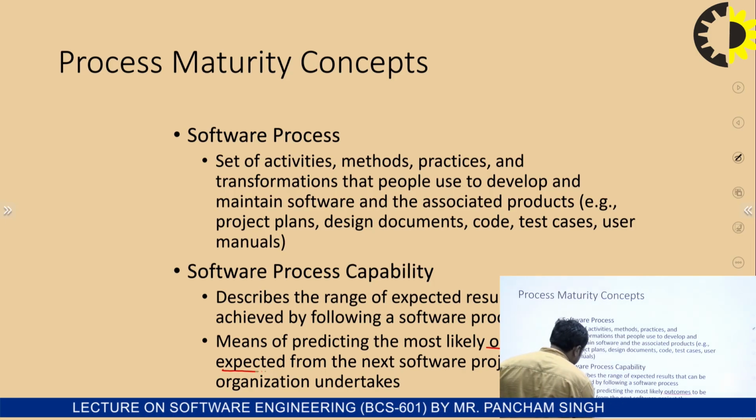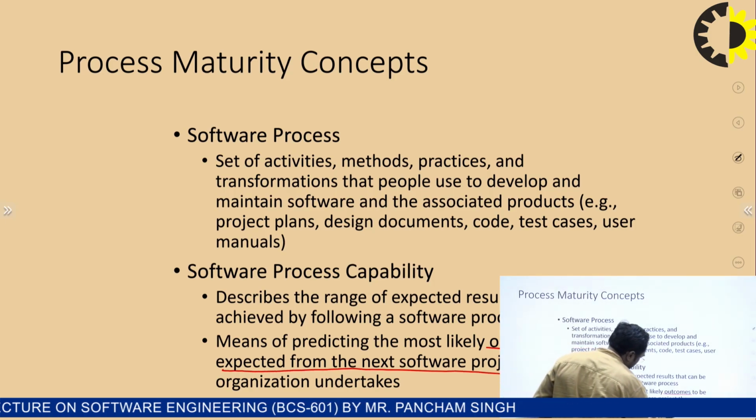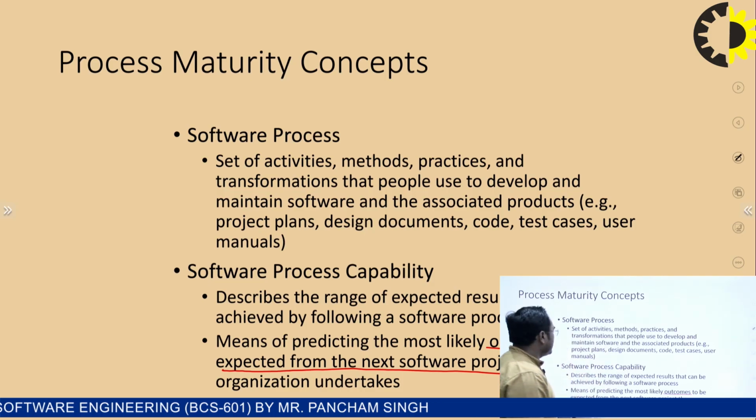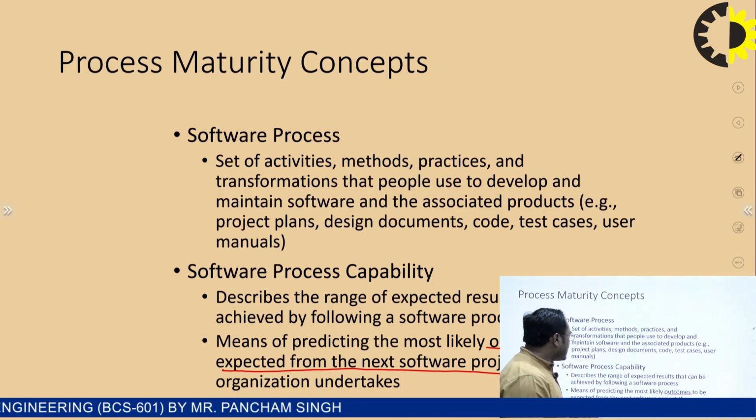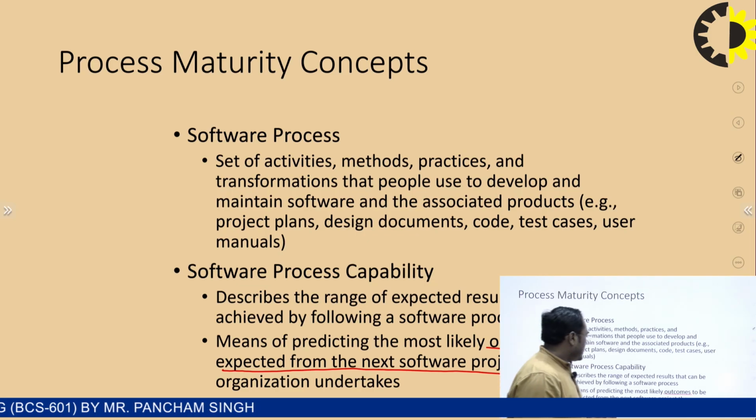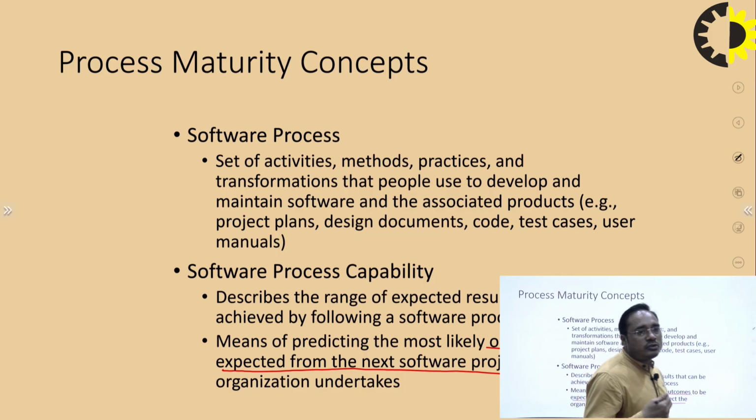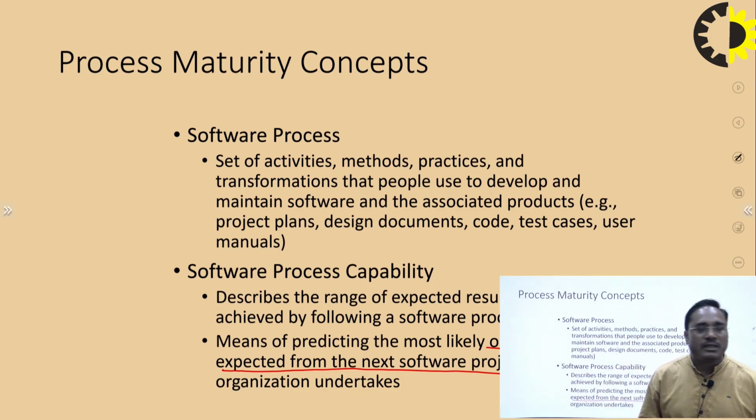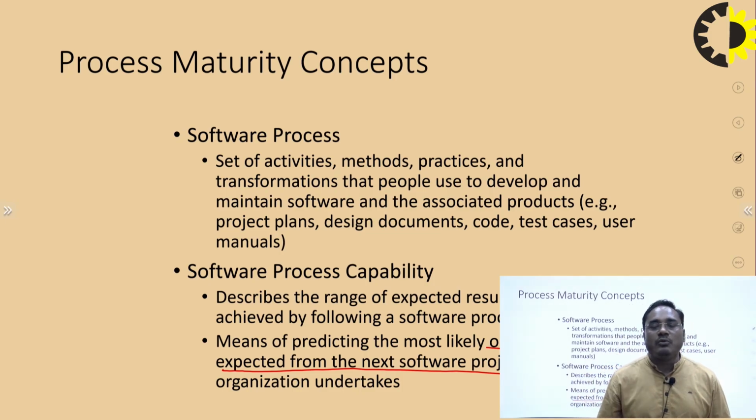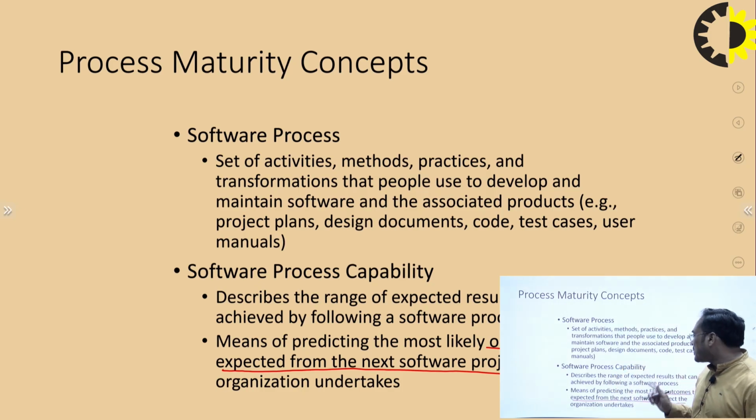So these are the key topics of software process capability. Our target is getting the outcomes. What are our outcomes? We are getting the accurate result for the number of values we give. We change the values and we get the results. Somehow we change the value, but we are not getting the accurate result. So our target is getting the accurate result. That is the important topic. Expected from the next software project the organization undertakes.